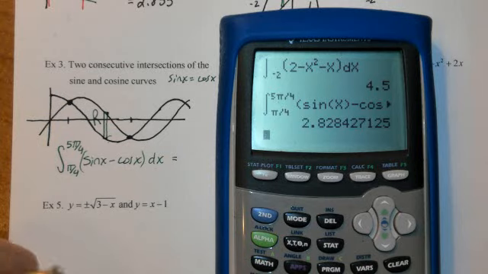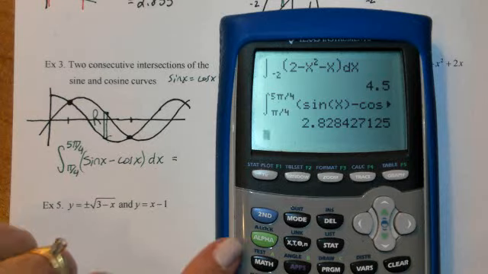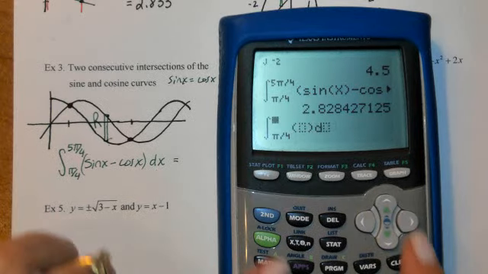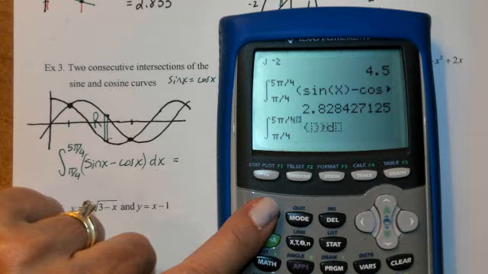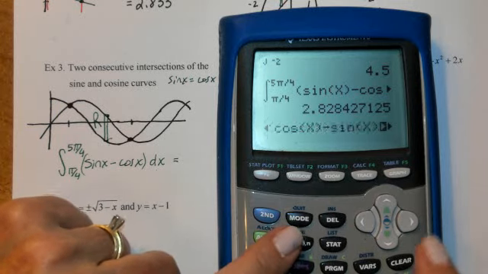Okay, what if we made a mistake and we mistakenly thought that was cosine up there? If we did that, what would happen? Let's find out. What if we thought it was cosine x minus sine x?